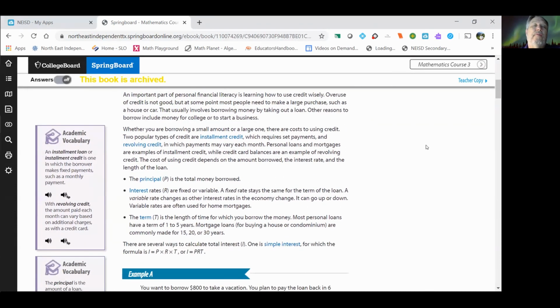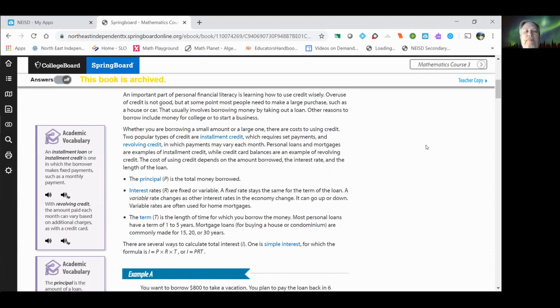An important part of personal financial literacy is learning how to use credit wisely. Overuse of credit is not good. But at some point, most people need to make large purchases, such as a house or car. That usually involves borrowing money by taking out a loan. Other reasons to borrow include money for college or to start a business. Whether you are borrowing a small amount or a large one, there are costs to using credit.